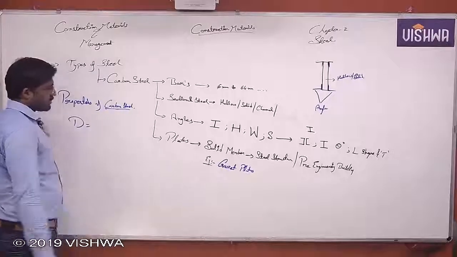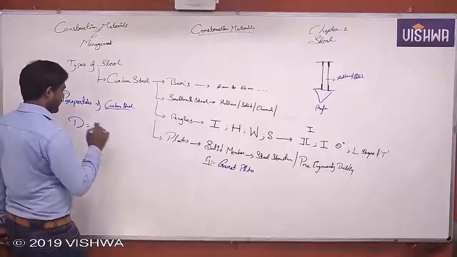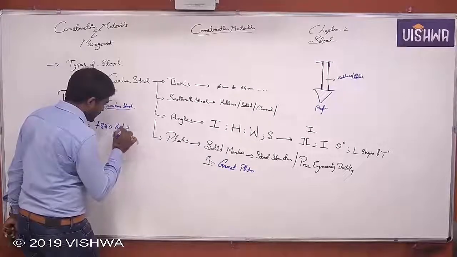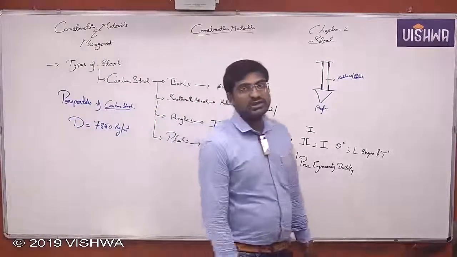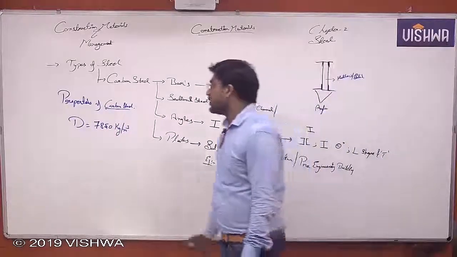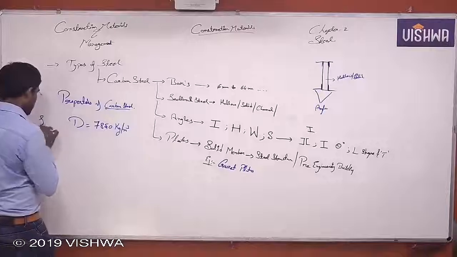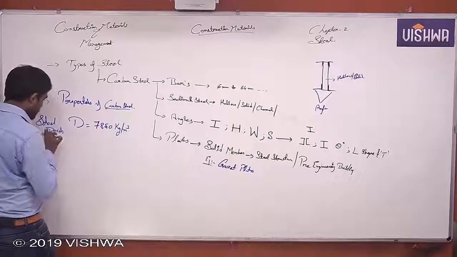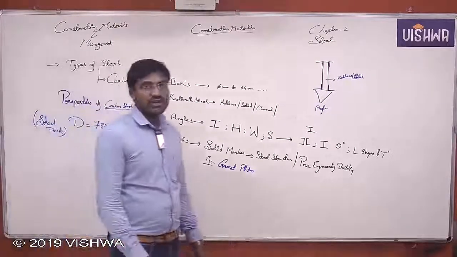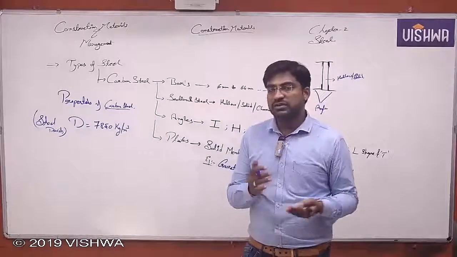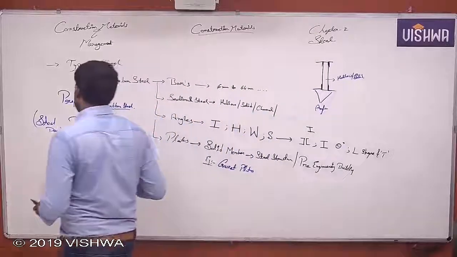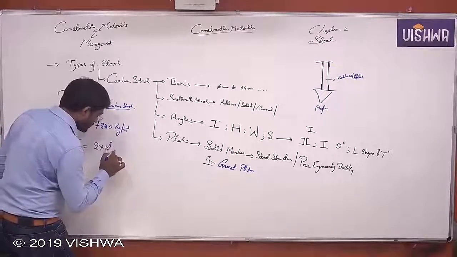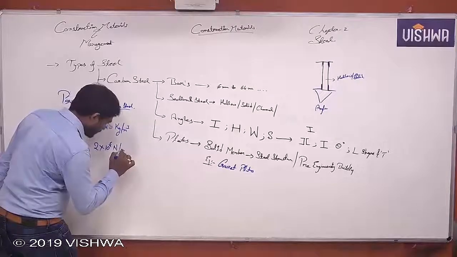So density is nothing but mass by volume, we know it. In general, we'll be having a bulk density of 7850 kg per meter cube. That is what we'll be illustrating with respect to steel density. Apart from the density, in the regular academic purpose also, we'll be finding out the Young's modulus, which is prescribed as 2 into 10 to the power of 5 Newton per mm square.